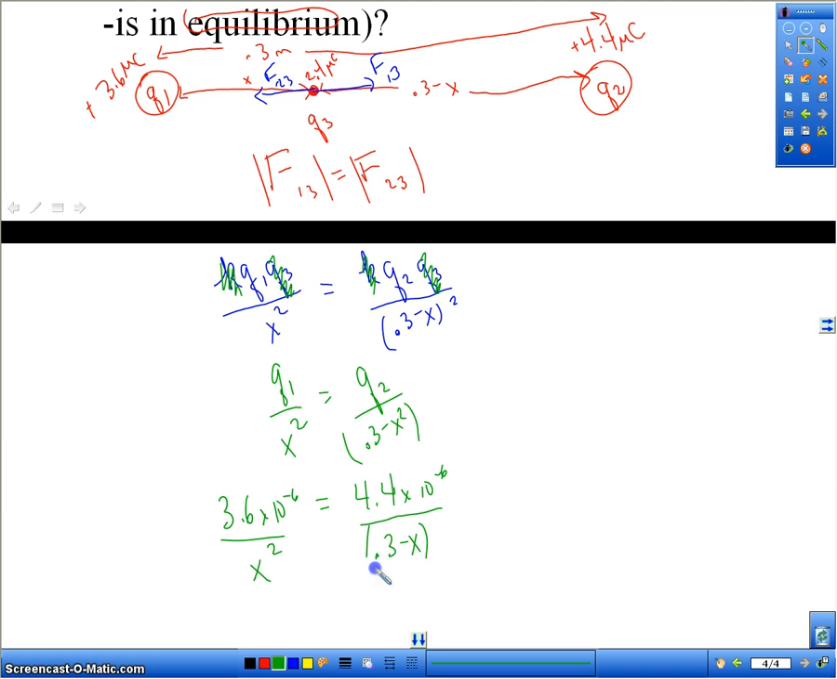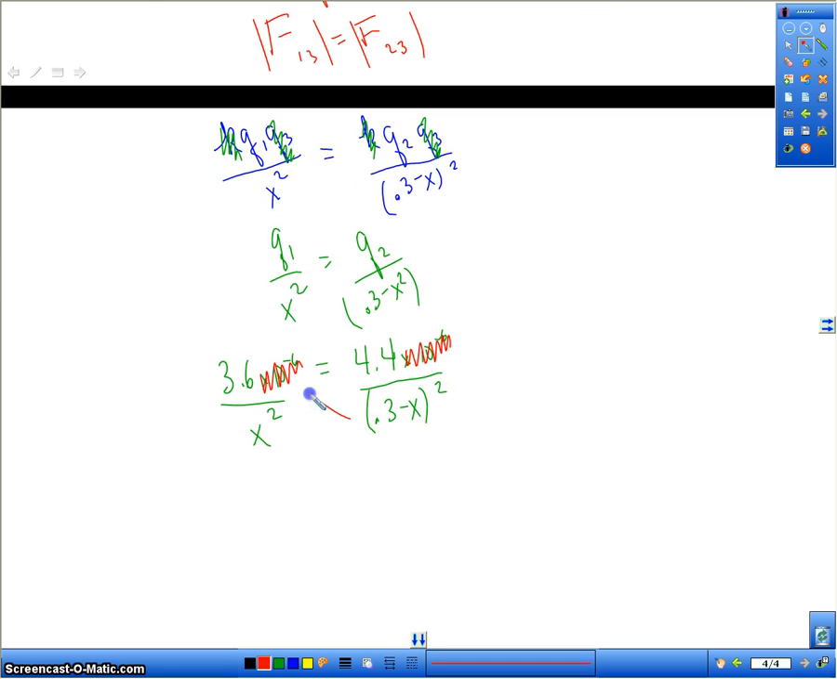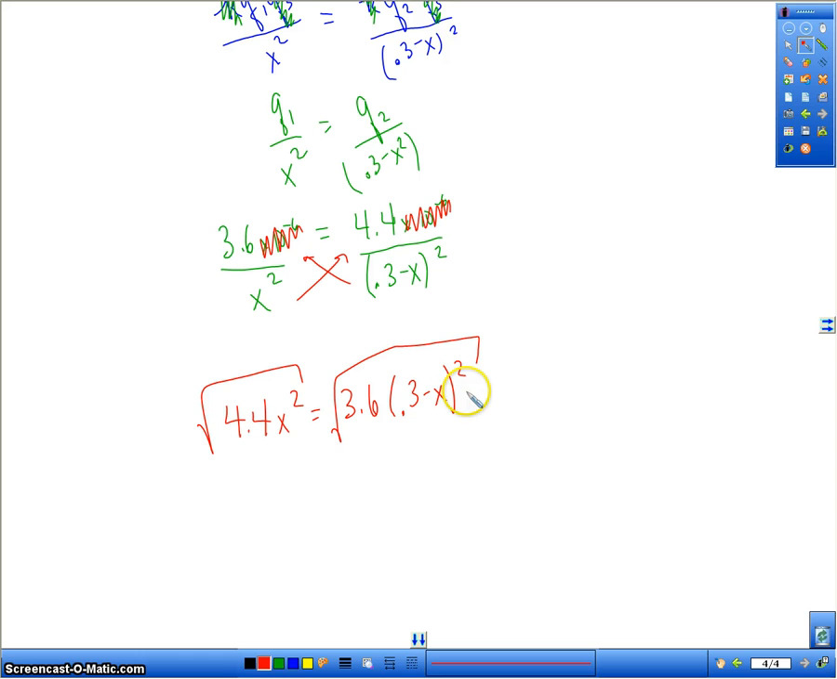I'm going to do one more little bit of canceling. I can get rid of those 10 to the minus 6's. There's one on each side. And then I'm going to cross multiply. So I'll have 4.4 x squared equals 3.6 times 0.3 minus x squared. The easiest way to do this is not to FOIL that out, but rather to take the square root of both sides. And when you do that, depending on how you set it up, you'll end up with 2.1.